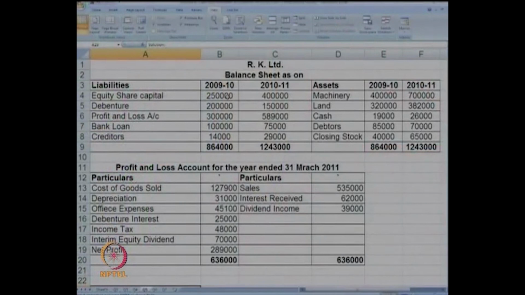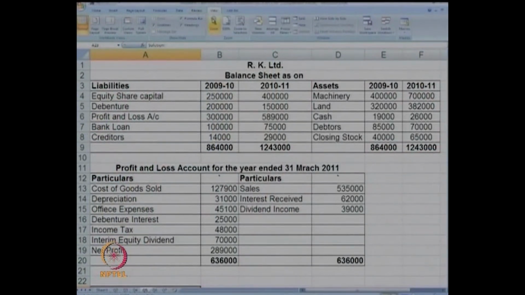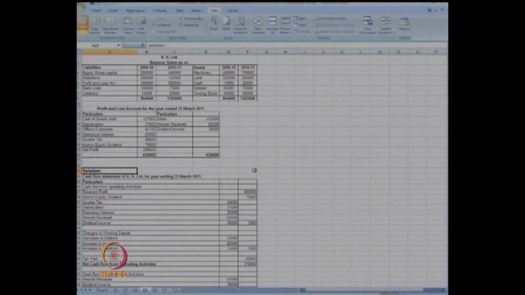So let us do a few more problems today, and we will also do funds flow statement. Have a look at a new problem. Here you have a balance sheet of RK Limited, and based on the balance sheet you have been asked to work out the cash flow statement. Now first tell me, how do we start?